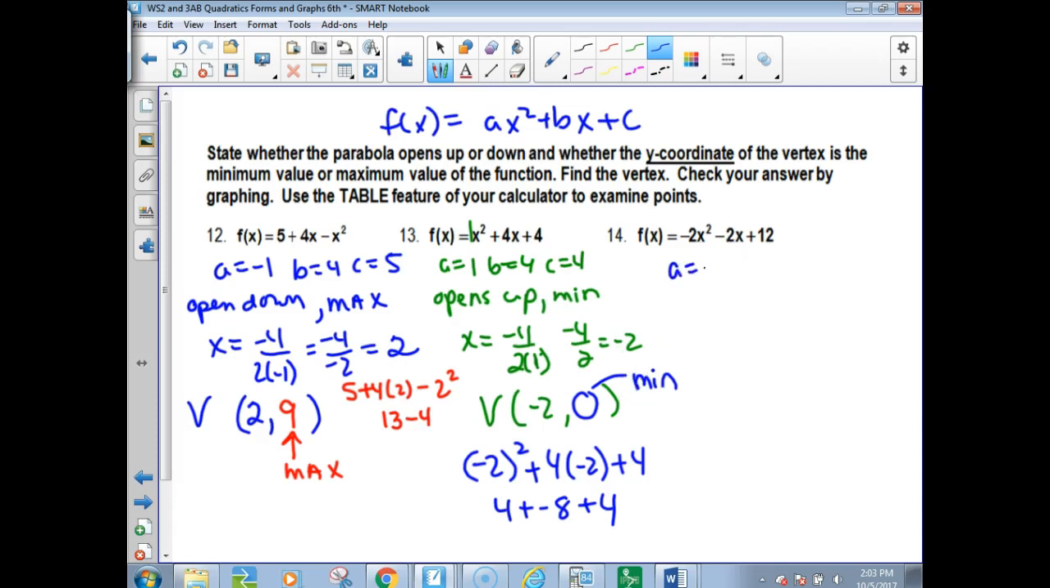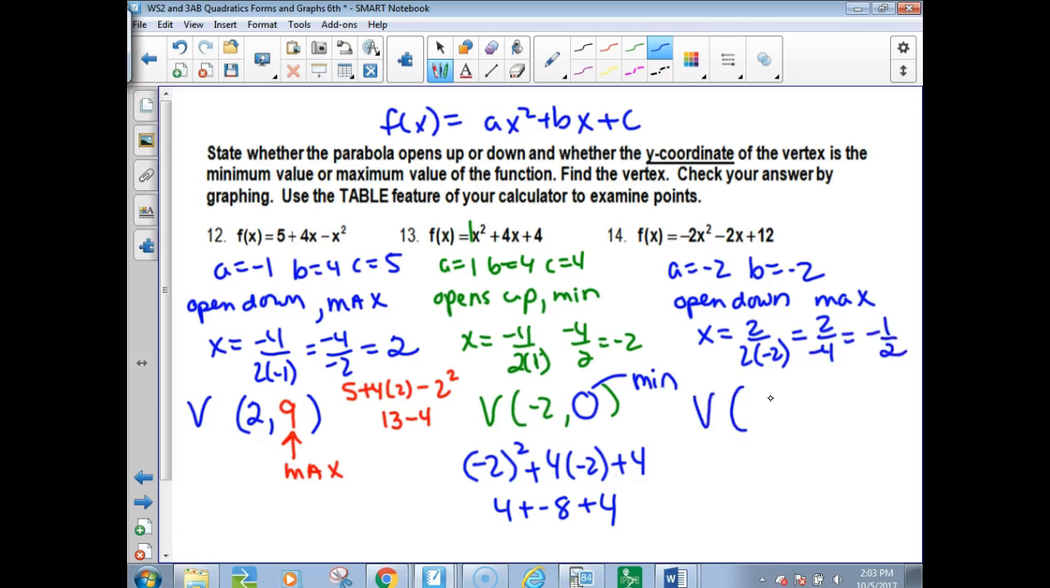Last one here, A equals -2, B equals -2. I haven't been using C, so I just quit writing it down this time. This one's going to open down because A is negative. It'll have a max then, and X is the opposite of B, which will be +2 divided by 2 times A, which is 2 times -2. That's 2 over -4, so it's actually -1/2 for my X value. So the vertex is at -1/2 something.